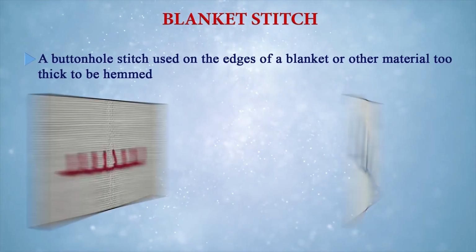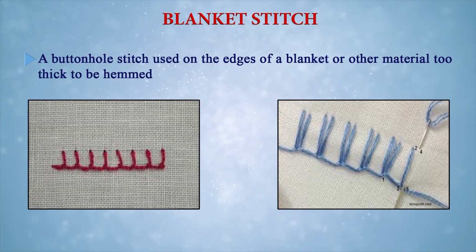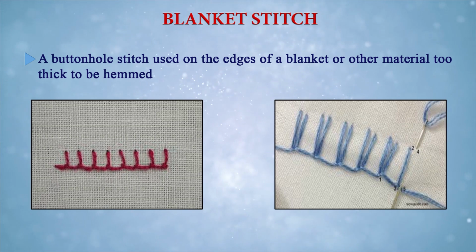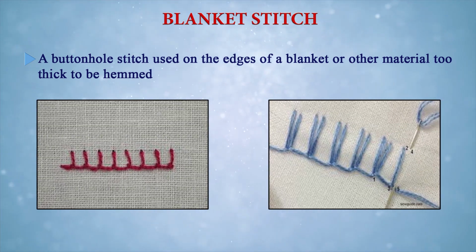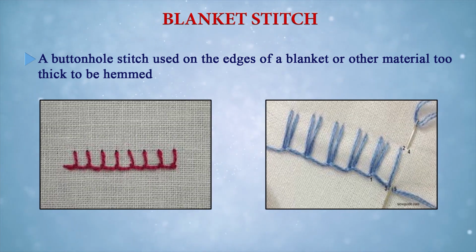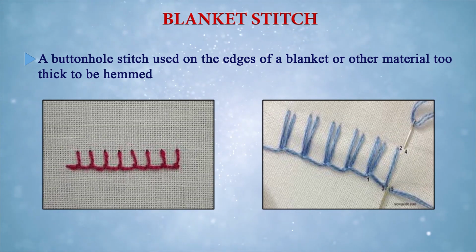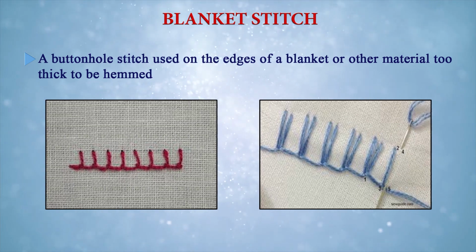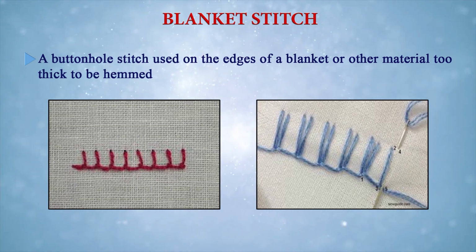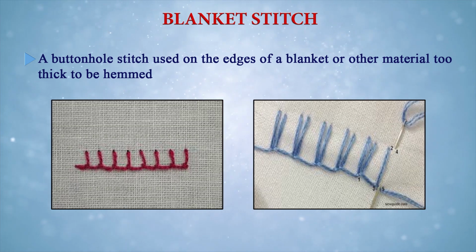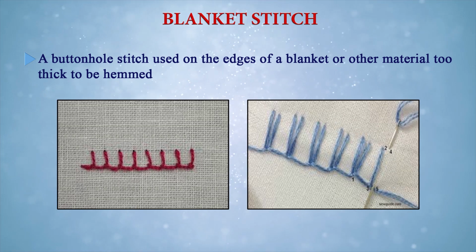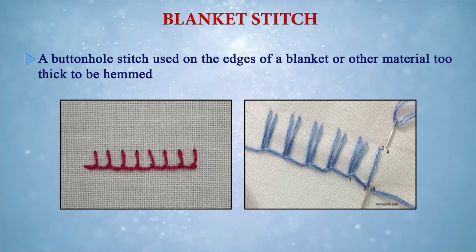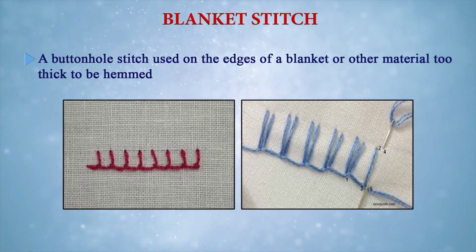By overlapping on the first stitch we have done, we create a stem stitch. Then we have the blanket stitch. It is also known as the buttonhole stitch. We generally use this blanket stitch to put on or secure buttons on the garment. The buttonhole stitch is used on the edge of a blanket or material too thick to be hemmed. If we have a thick fabric and want to sew it by hand, we use the blanket stitch, and it is used to secure the fabric at the hemline.